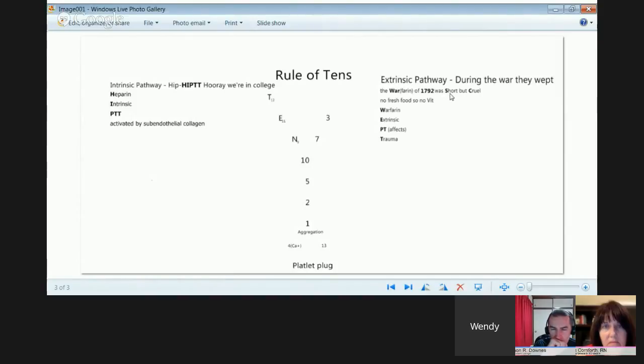And it was short but cruel. So this is protein S and C. War again is for warfarin, and then you have "they wept." E is for extrinsic, so warfarin, extrinsic. PT for the wept, that's how you test for extrinsic. For the extrinsic, you test for PT.